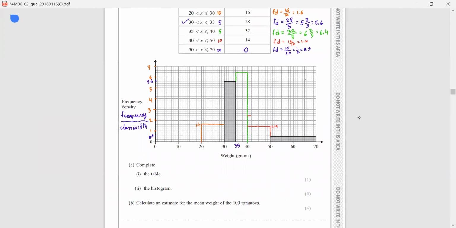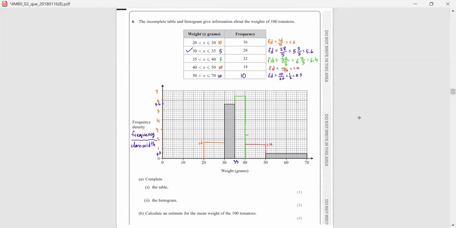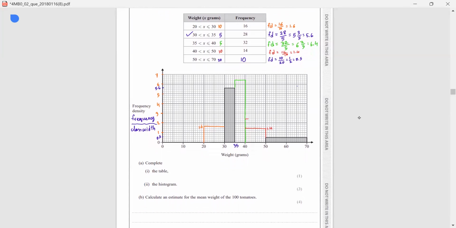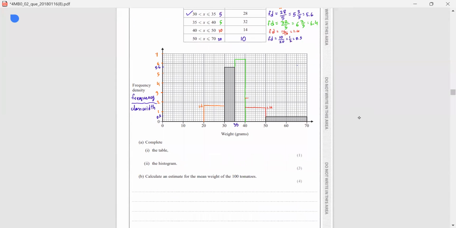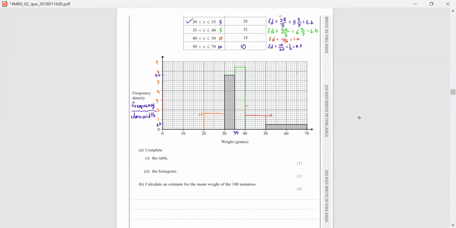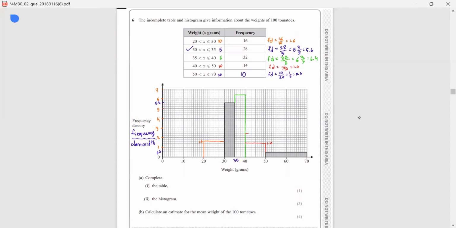4 marks for question number 6A. We have completed the table as well as the histogram. Now, question number 6 continued. 6B, calculate an estimate for the mean weight of the 100 tomatoes. So they are asking for an estimation, not the actual mean, because they did not provide the individual weights of the 100 tomatoes.